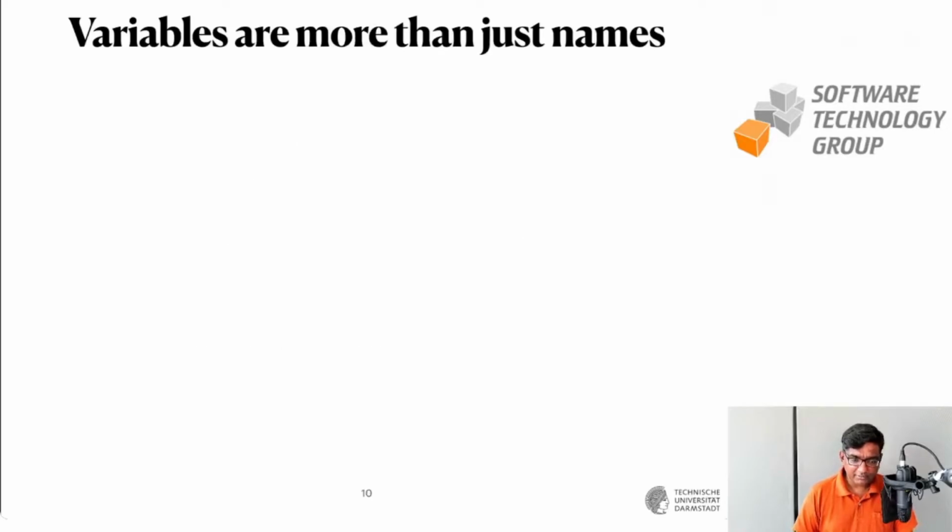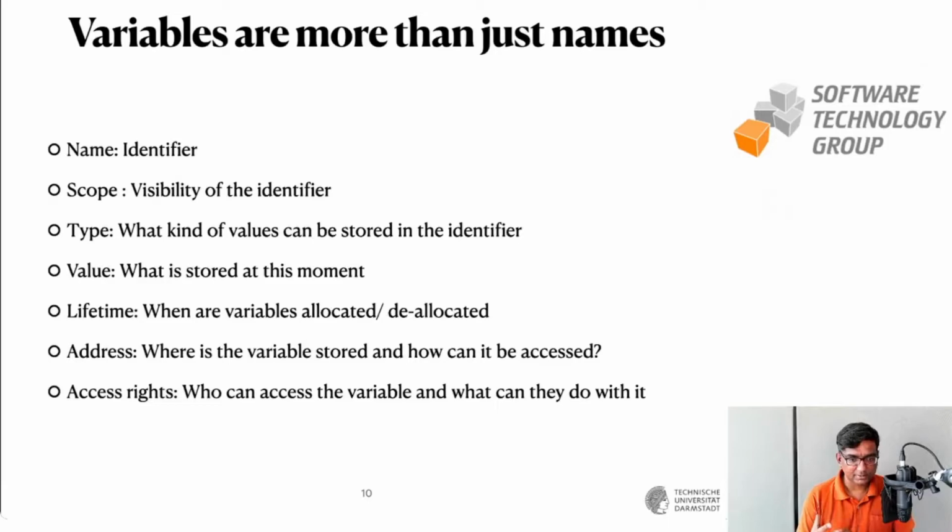So in brief, these are the different attributes or bindings that are commonly associated with variables. We've already seen the first one, which is name, which says that this particular variable is identified by this particular identifier or name. The next one is scope, which says that your variable is visible only in certain subsections of the program.